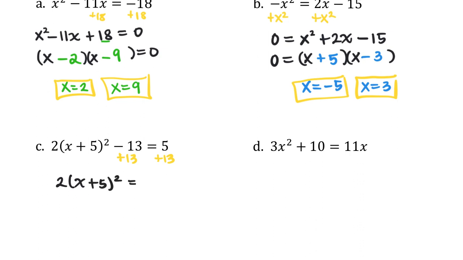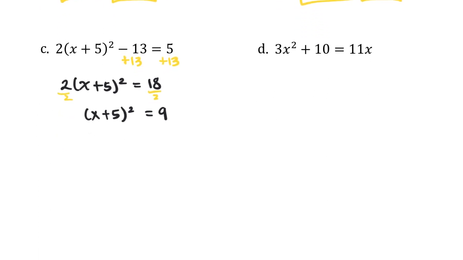Okay, 5 plus 13 is 18. Let's divide by 2. X plus 5 squared equals 9. Are we ready to square root? Yeah, we're ready to square root. The square root cancels the squared, so x plus 5 equals the square root of 9, which is 3, but I can also square a negative to get a positive, so this is positive and negative 3.